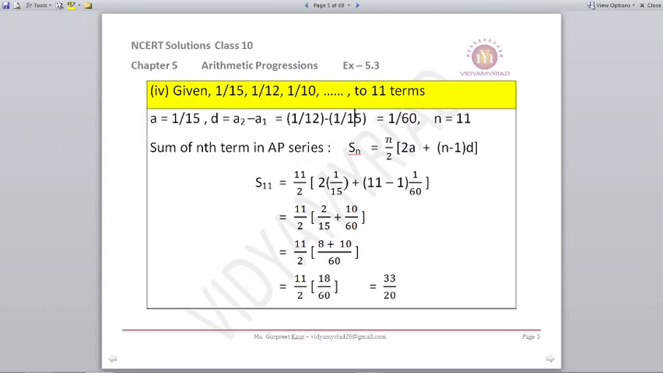S11 means we use the formula n upon 2 [2a plus (n minus 1)d], where n is 11. So 11 upon 2, a is 1 upon 15. So 2 into 1 upon 15 plus 11 minus 1 will become 10. 10 into 1 upon 60 will become 10 upon 60. On solving this by taking the LCM and by reducing it, we get our sum of 11 terms as 33 upon 20.